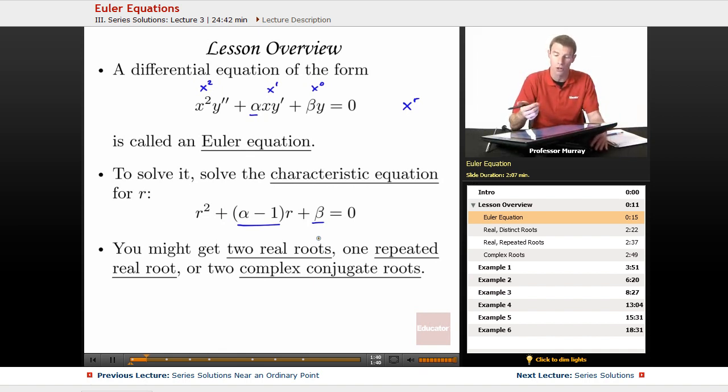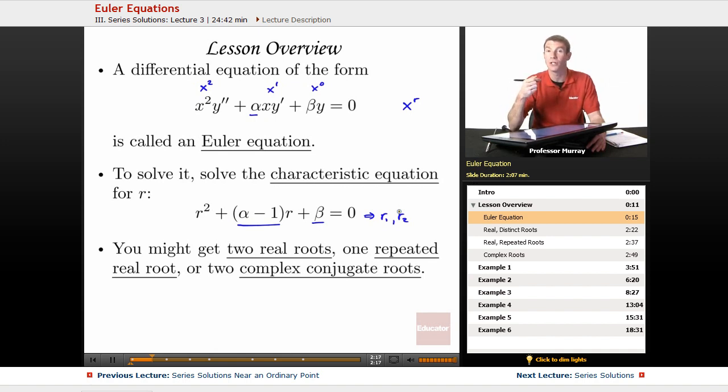And you'll get two roots for r. So you get an r1 and an r2. So this isn't very hard. This is just algebra. You could get two real roots, like r1 equals 3 and r2 equals 5 or something like that. You could get one repeated root, meaning a double root, or you could get two roots that are complex conjugates, something like a plus bi and a minus bi. If you run the quadratic formula and you get a negative number under the square root sign, then you're going to get two complex conjugate roots.